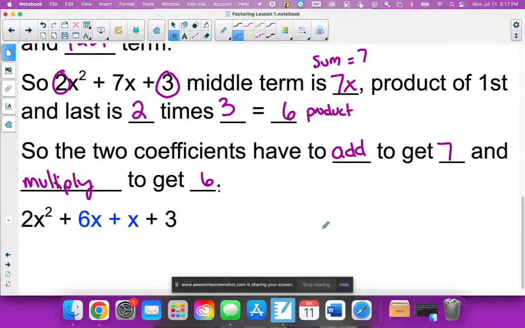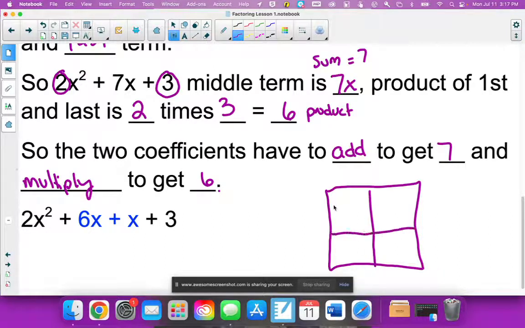Okay, so let's go ahead and factor that like we did in the last lesson. So we have our area: 2x squared, 6x, x, and 3. We're going to factor that out just like we did before. You're going to find the GCF, right, of those first 2.